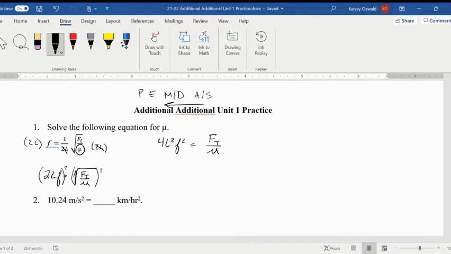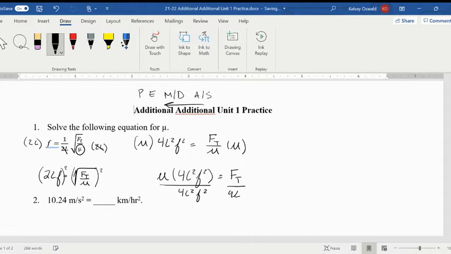So then from here, we want to get u by itself. But right now, u is in the denominator. We don't want it in the denominator. So we're going to have to multiply each side by mu to get that out of our denominator. And when we do that, we'll have mu times 4L squared F squared is equal to Ft. Okay, now it's very easy for us to see that once we multiply that u over to the other side, we need to divide the 4L squared F squared on either side so that we're left with mu is equal to Ft over 4L squared F squared.